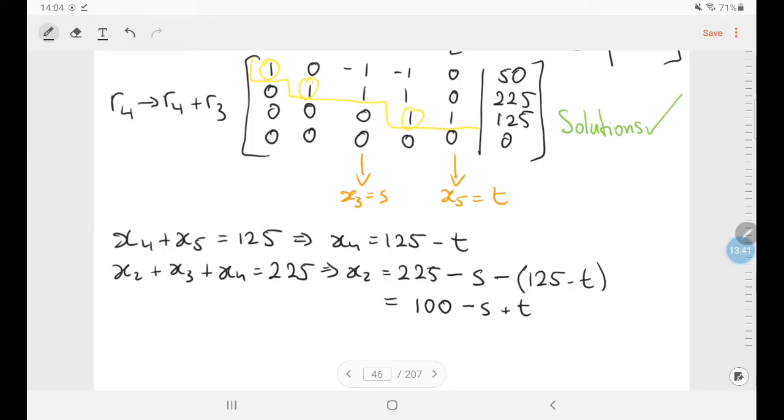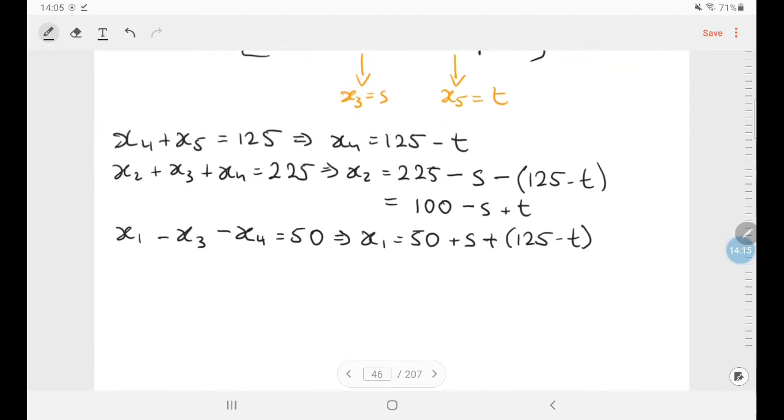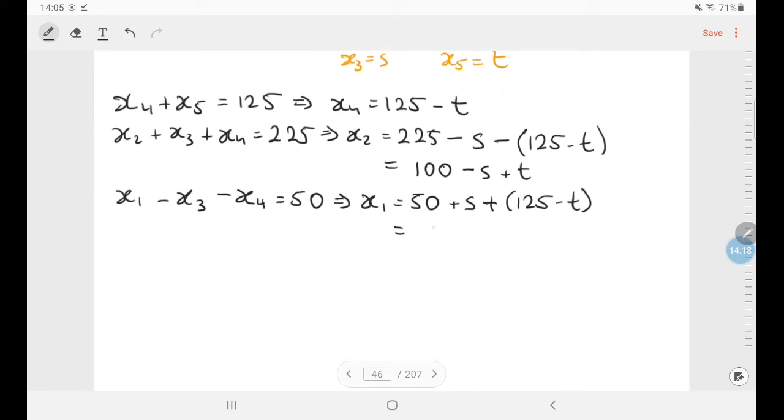And then finally, we're going to find x1. x1 minus x3 minus x4, so I'm just reading off the first row, is equal to 50. Therefore, x1 is equal to 50 plus x3, which is s, minus x4, which is 125 minus t. No, I need to add, sorry. So add the x3 to both sides, and add the x4 to both sides, not take away. And this is equal to 50 plus 125 is 175 plus s minus t.